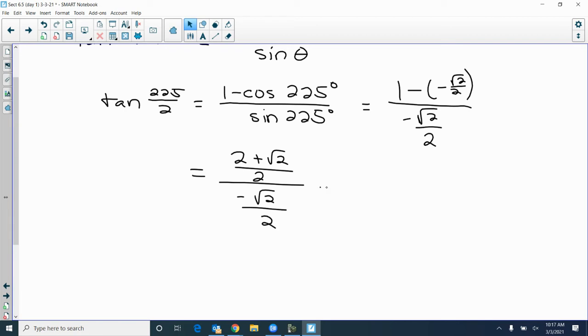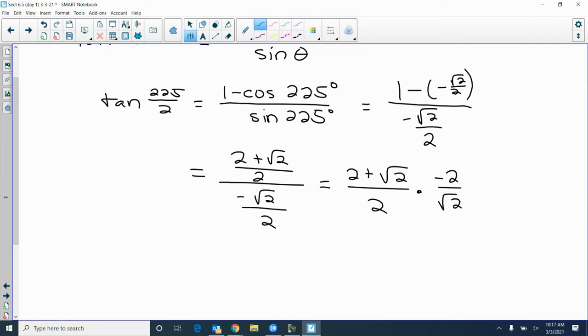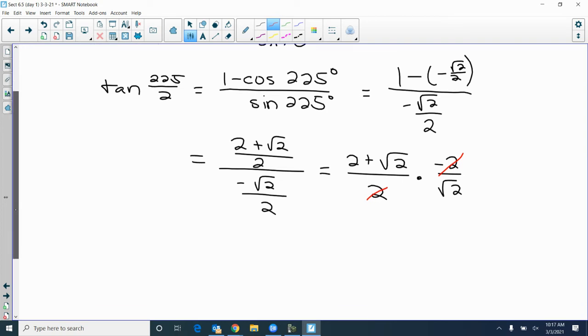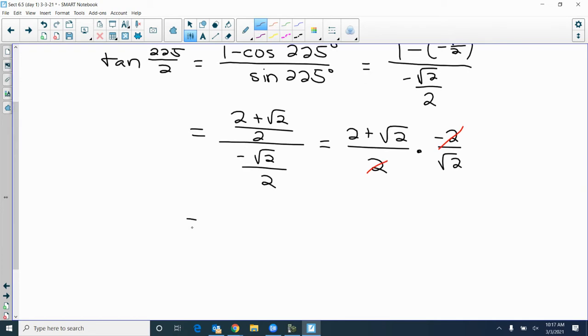And now 2 plus square root of 2 over 2 times, that should be equals negative 2 over radical 2. Okay. The constant, the 2 and this 2 can cancel. You cannot cancel this square root with that square root because it's part of the expression. So you cannot do that. So you have to leave this as 2 plus radical 2 over square root of 2.